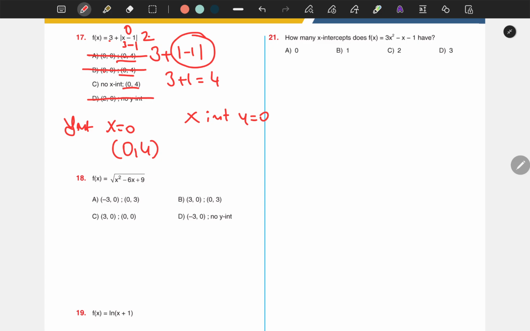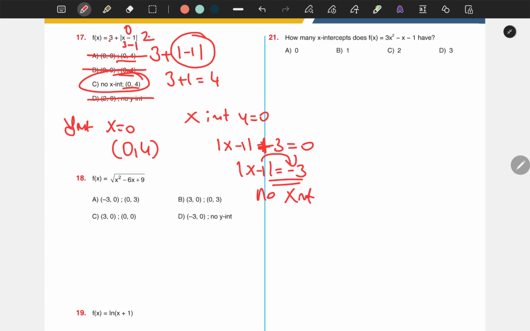Why is there no x-intercept? Let me check. I am wondering too. In absolute value, x minus 1 plus 3 equal to 0. X minus 1 equal to negative 3. Guys, the result of the absolute value never ever becomes negative. So because of this, there is no x-intercept. That's the reason.